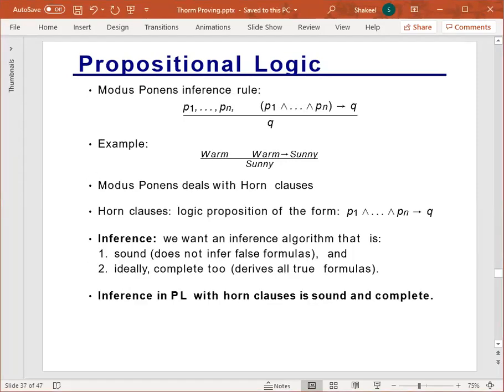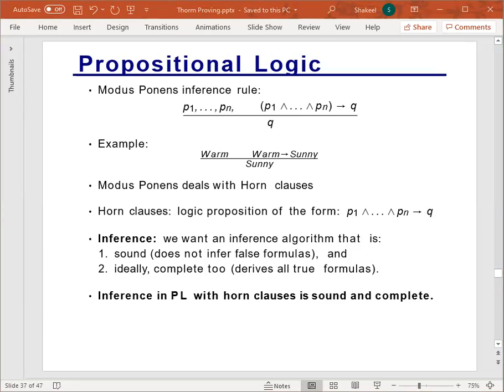We saw a very popular rule of inference called modus ponens that derives new knowledge based on existing knowledge, such as if we have P1 up to Pn, and the conjunction of P1 to Pn implies Q, then we can infer Q. This is what we call modus ponens. Modus ponens deals sometimes with Horn clauses, when we have a restriction on the form of the clauses in the knowledge base. Horn clauses are logical propositions of the form P1, P2, Pn implies Q.